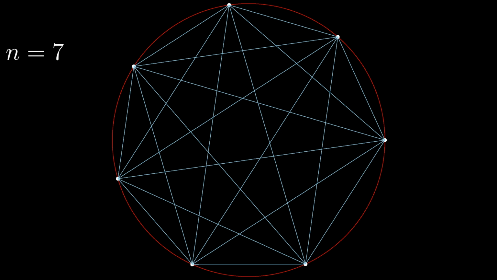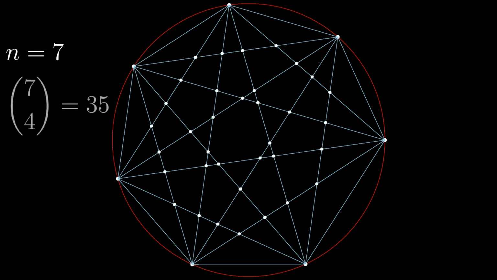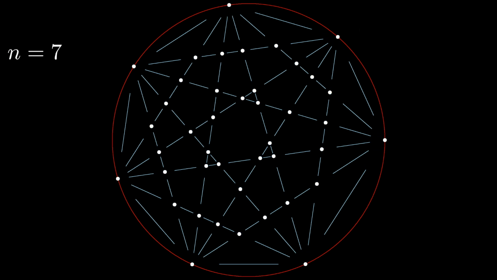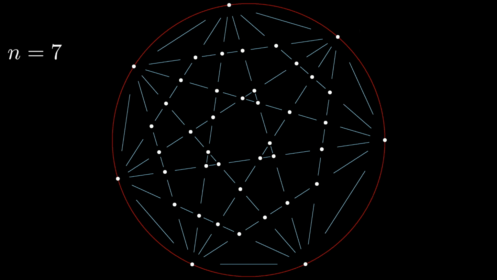Our setup is already a graph, with n vertices and n choose 2 edges, one between each pair of points. But we cannot apply Euler's characteristic formula directly, since our edges intersect many times, n choose 4 times to be exact. However, if we consider each intersection point to be a vertex, meaning our original lines must be chopped up at these points, and if we also include the segments of the circle connecting our n outer points as new edges, we have a graph perfectly suited for Euler's formula.